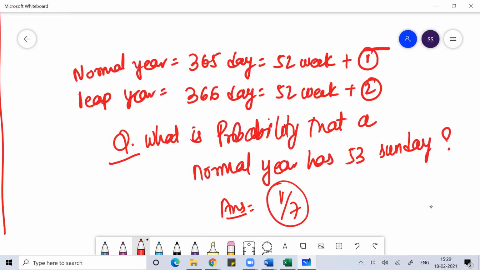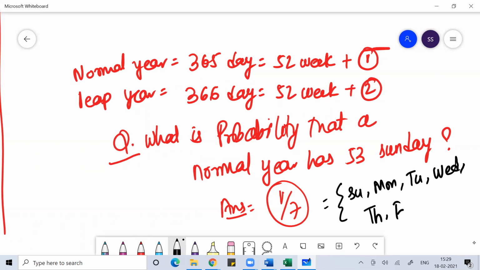But in the case of a normal year, you have 1 day extra, and the day which is extra can be anything. This day can be Sunday, Monday, Tuesday, Wednesday, Thursday, Friday, or Saturday. It can be any of the 7 days. I want this day to be Sunday. Then only I'll get 53 Sundays. So out of 7 cases, the sample space is 7.